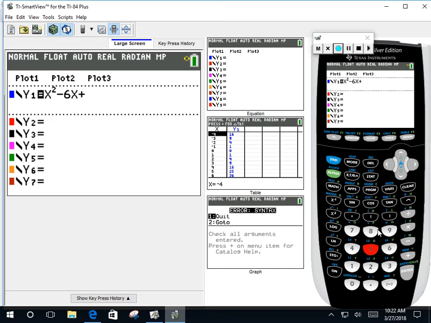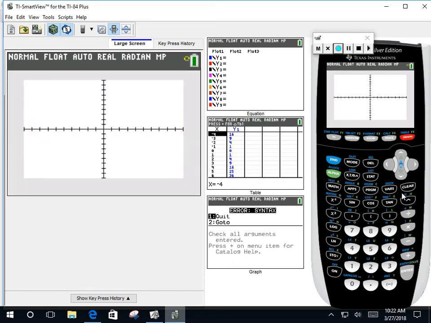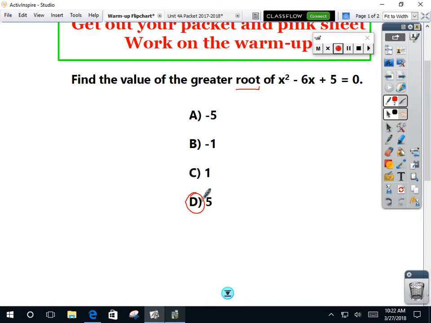Tyler, turn around. Once you've graphed it, you look at the x-intercepts. And where are the x-intercepts located? 1 and 5. And out of the two, the greater one is the 5. So it's D. Pretty easy, right? It's easy as long as you understand what the word root means. You have to know that that's an x-intercept. Zero is also another word they'll use for x-intercept.